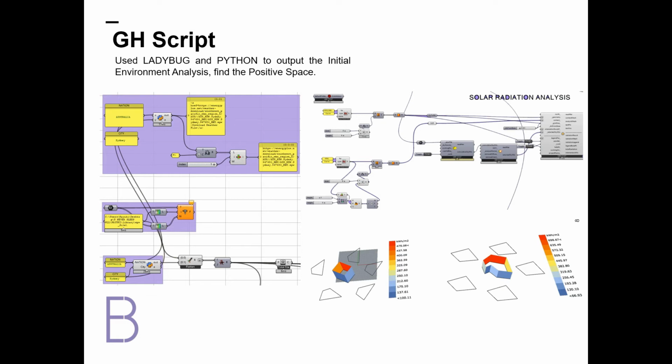Here is the Grasshopper script for this project. The first stage is the environmental analysis, so I combine Python and Ladybug to output the initial environmental and weather analysis. As architects input the nation name and the place name, Ladybug will output the sun path to help architects find the positive space for facades because this architecture is located in Sydney. The sun is in the north, so the north is the positive side. The architects should adjust the directions of models.